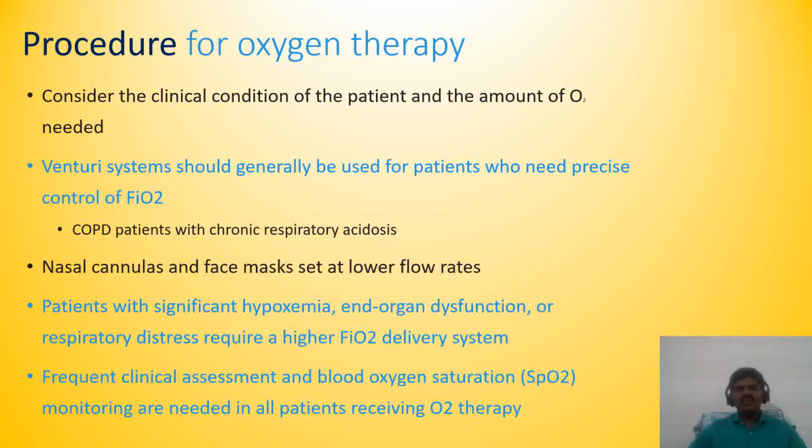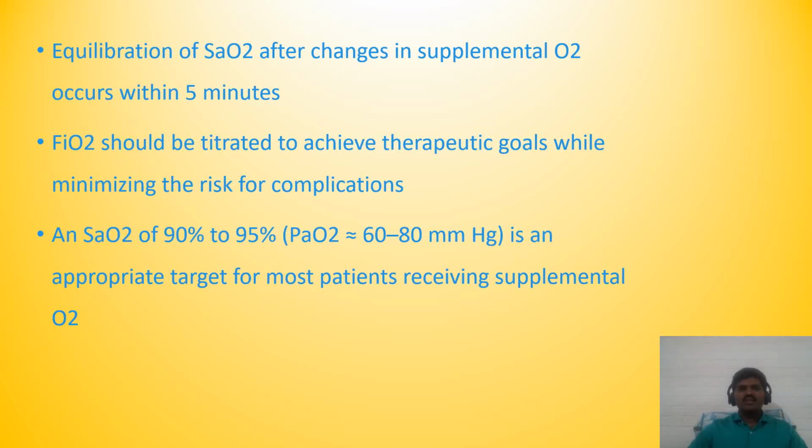Frequent clinical assessment and blood oxygen saturation (SpO2) monitoring are needed in all patients receiving oxygen therapy. Equilibration of SpO2 after changes in supplemental O2 occurs within 5 minutes. FiO2 should be titrated to achieve therapeutic goals while minimizing the risk of complications. An SpO2 of 90 to 95%, which corresponds to a PaO2 of 60 to 80 millimeters of mercury, is an appropriate target for most patients receiving supplemental O2. If you are targeting an SpO2 of more than 95%, there is every chance of free radical damage.